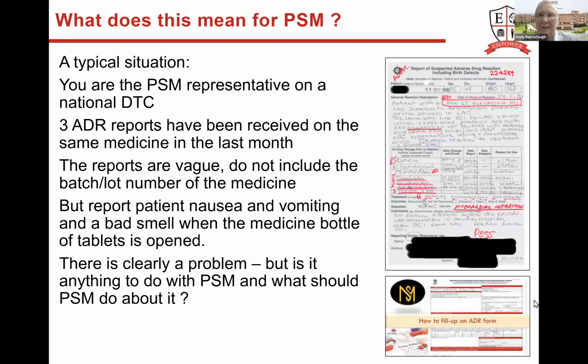And the first problem is often these reports are not very good. They're vague. They don't include the batch lot number of the medicine. They might report something like the patient had nausea and was vomiting and the medicine had a bad smell. They don't even always include the name of the medicine. So there's a problem. But is it anything to do with PSM? And what should PSM do about it? So that's the first issue. Not all pharmacovigilance problems arise from PSM, but some do, and we need to address the ones that do.